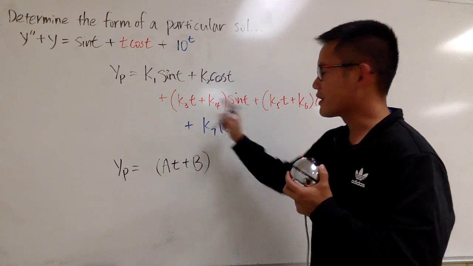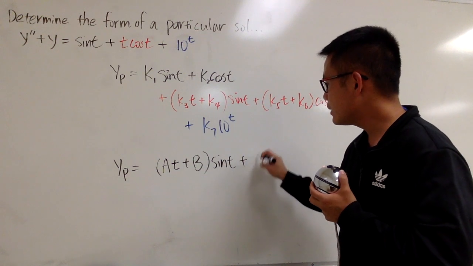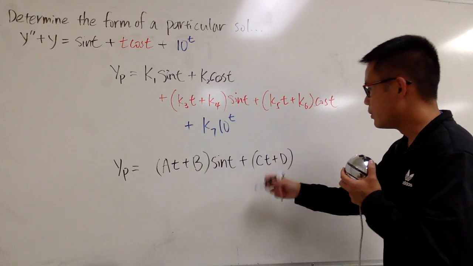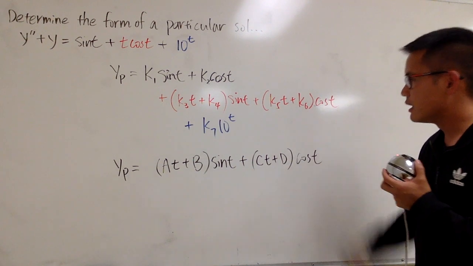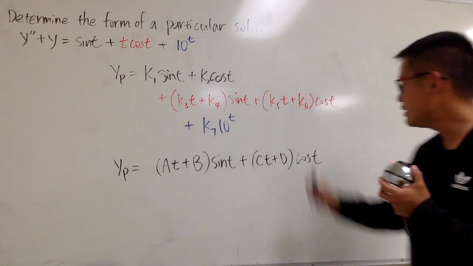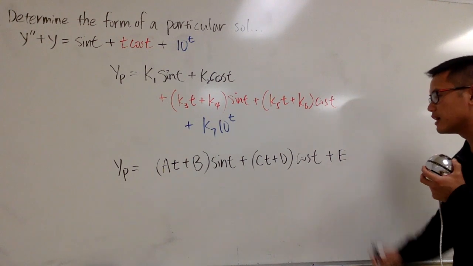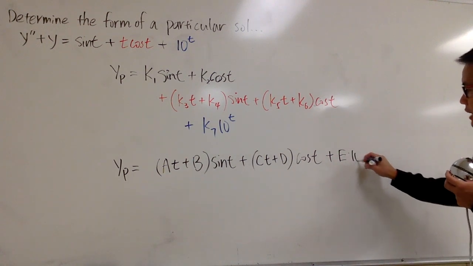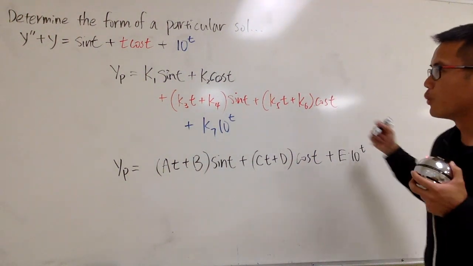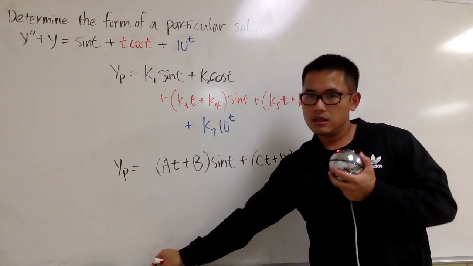This is my linear term from here. And then we put down sine t, and then we add another linear term, which is going to be Ct plus D, and we multiply by cosine t. And this is another constant multiple times e to the t. I'm just going to put down plus capital E, which is just a constant, times e to the t. So this will take care of these three.